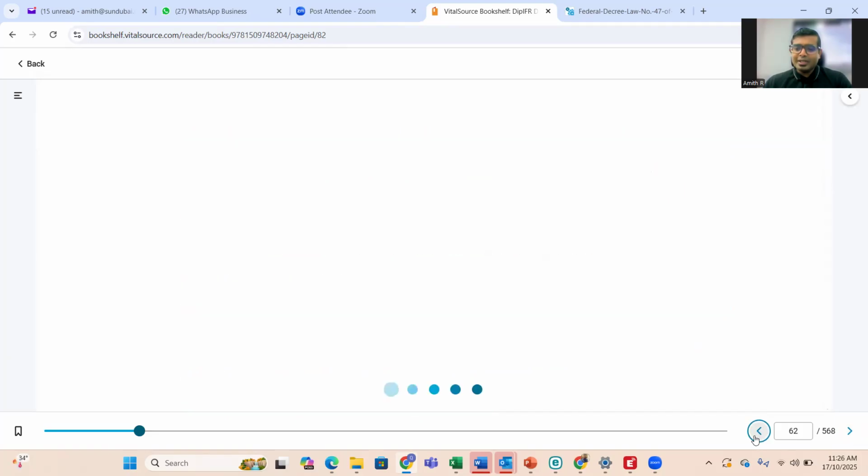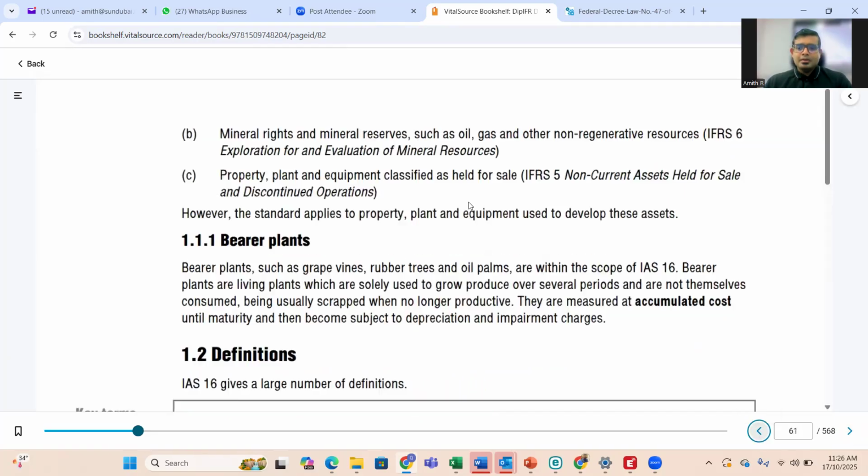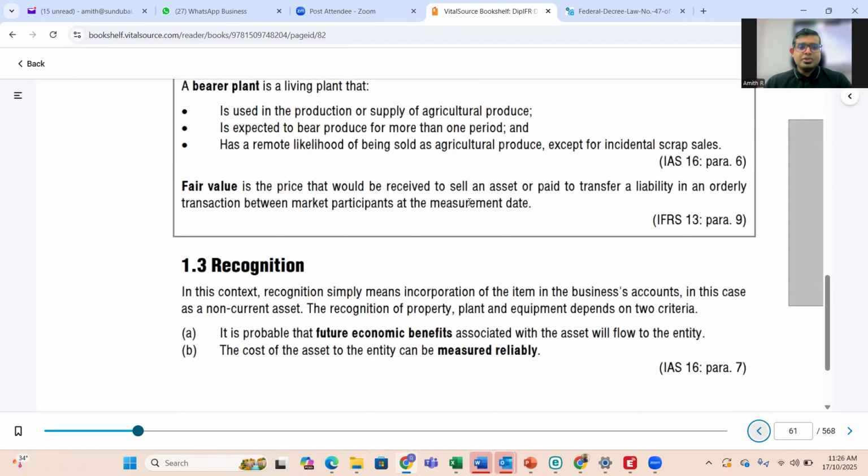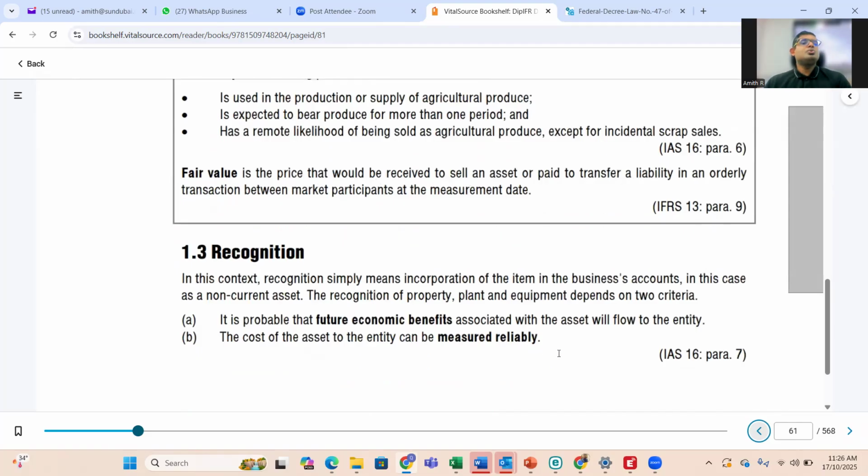So that's what they're saying. Even subsequent expenditure has to go through these two. There is no separate thing for subsequent expenditure. Okay.